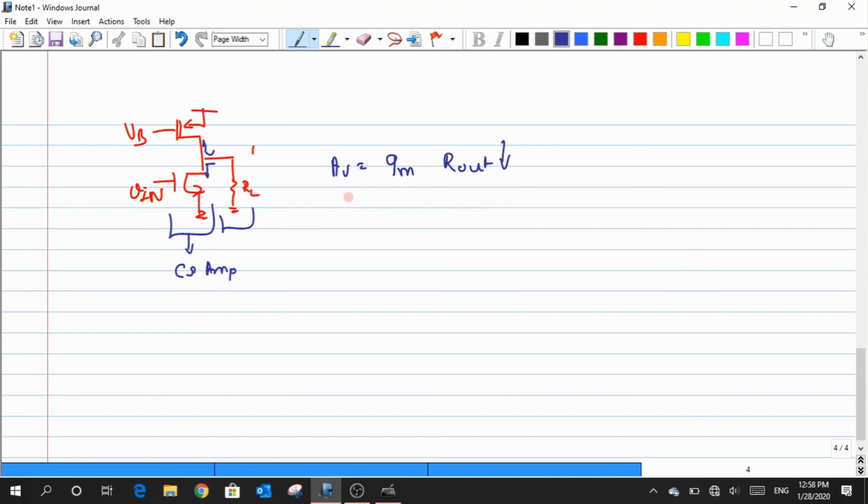So how will I avoid this situation? By introducing a buffer between the RL and the output of my CS amplifier. So just add a small buffer, and this buffer is nothing but our common drain amplifier. It doesn't do any amplification, but the sole purpose of this amplifier is to separate my low resistive network from the high resistive network. So that is its task.